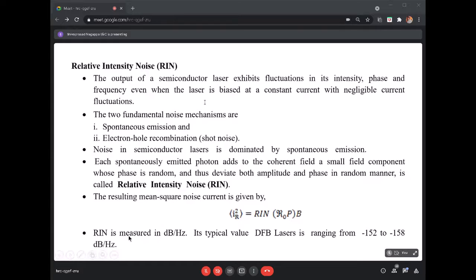RIN is measured in dB per hertz, and its value usually ranges from -150 to -158 dB per hertz. So here, your noise decreases as your injection current increases. As the injection current increases, your noise is going to decrease. Fine.